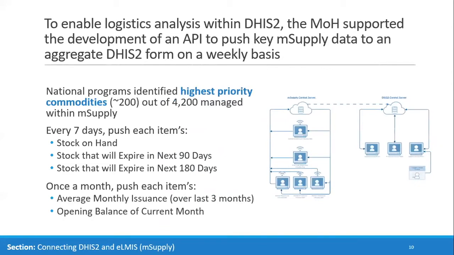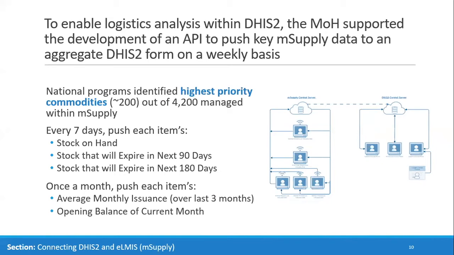So in order to do that, the ministry overall supported the development of an API to push key M-Supply data to an aggregate DHIS2 form on a weekly basis. We worked closely with Sustainable Solutions, the M-Supply provider, whose team built this API. Going back to what we saw in the last presentation, each warehouse in the country is an org unit in DHIS2. For each of these warehouses, we identified the highest priority commodities, starting with about 200 out of over 4,000 managed within M-Supply, and selected these to be pushed to DHIS2.